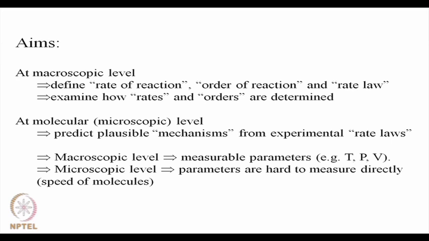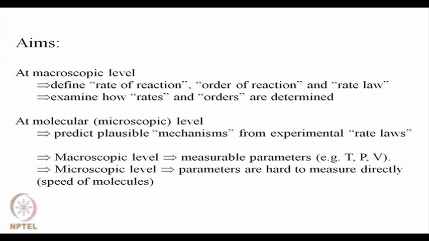And at the microscopic molecular level, what we want to learn is to predict a plausible mechanism from experimental observations, maybe rate laws, rate equations. We would like to formulate a plausible mechanism. That is what is related to the aims, especially at the molecular level of understanding.